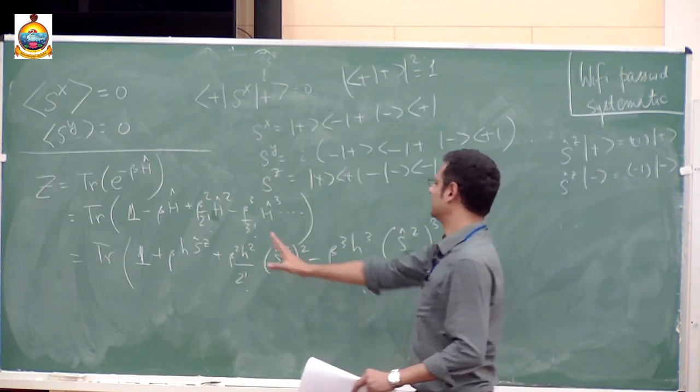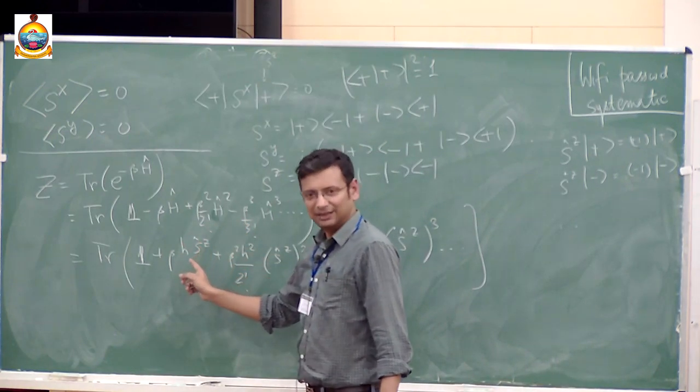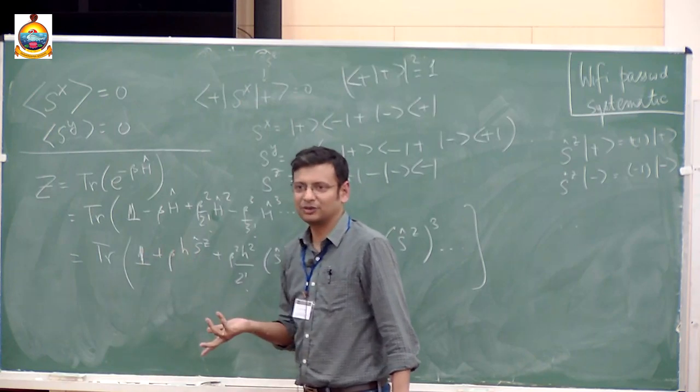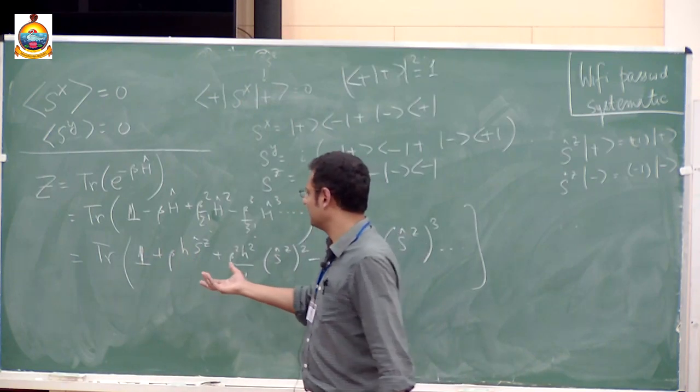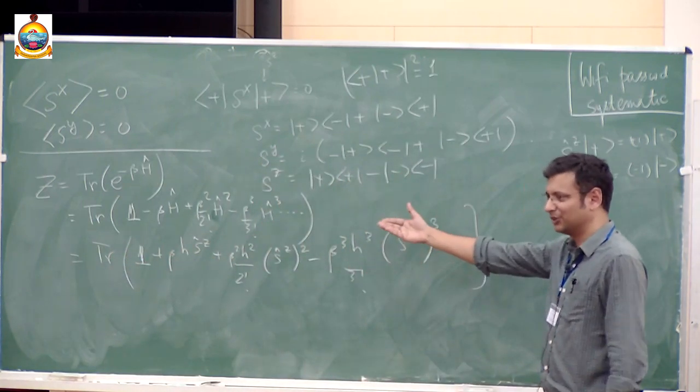So, you'll just get two kinds of terms in this giant sum. Terms which are just proportional to SZ and terms which are just proportional to identity. And you know how to take the trace of both the identity matrix and the SZ matrix, right? So you see where I'm going, right? Good.